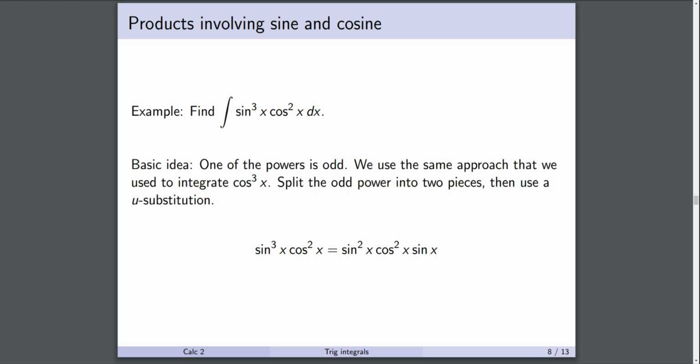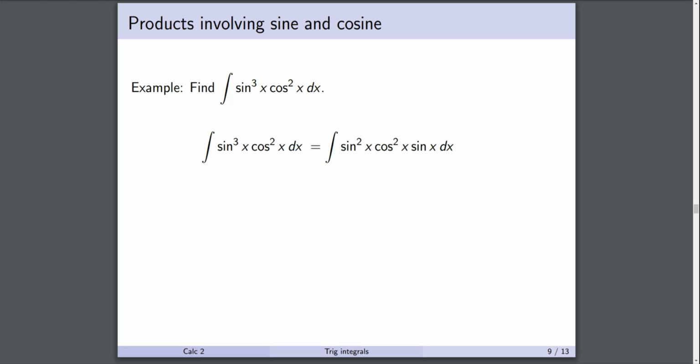And here we're going to use the same approach that we used to integrate cosine cubed. We're going to split the odd power into two pieces and then use a u substitution. In this problem, the odd power is sine cubed, so I split it up as you see. I take one of the sines and put it on the end of my integrand. Now when I do that, I can substitute this into my integral and I get the following expression.